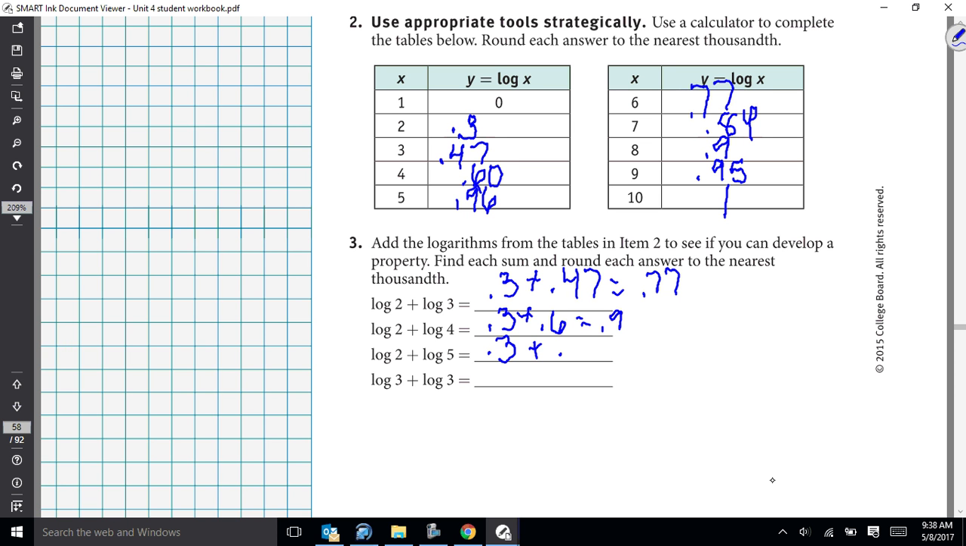So 0.3 plus 0.7 gives 1. Then log 3 plus log 3, so 0.47 plus 0.47.